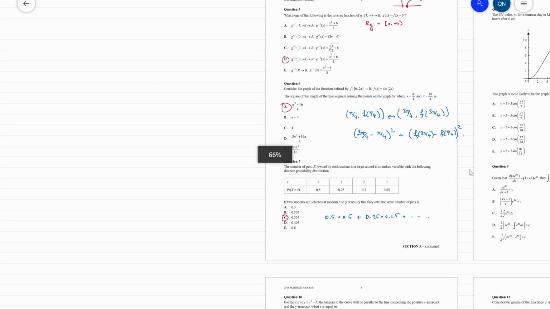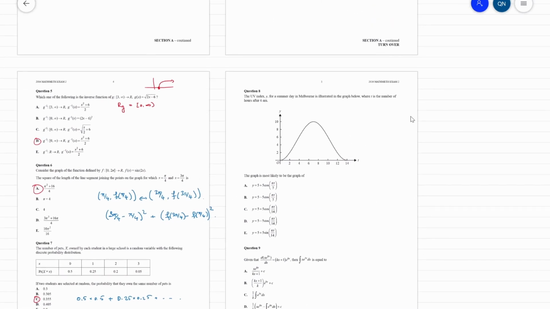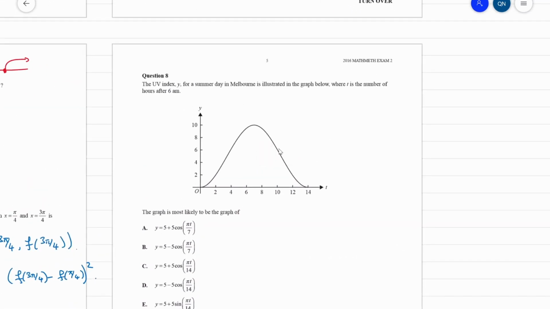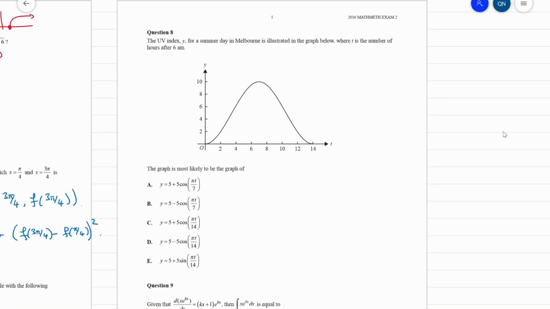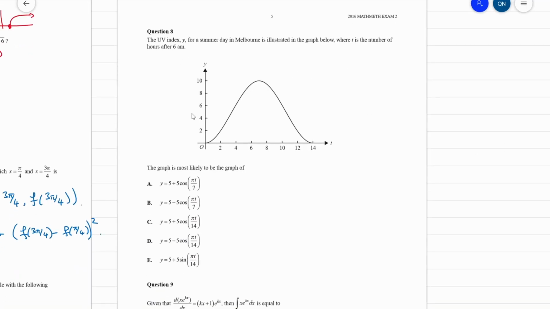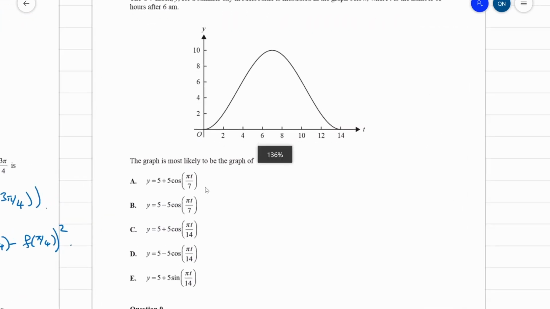Okay, question 8. What do we have? The UV index for a summer day in Melbourne is illustrated in the graph below, where T is the number of hours after 6 AM. The graph is most likely to be the graph of... Well, first thing we can identify with this graph is the period. The period is obviously going to be 14 because you notice that it repeats, it gets back to the same position after 14 time units, or 14 hours in this case.